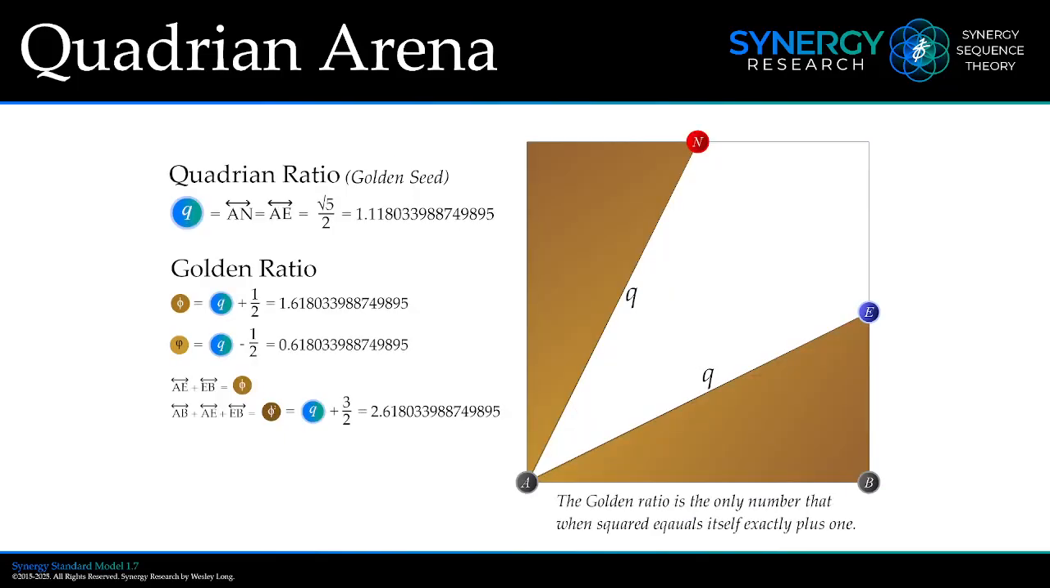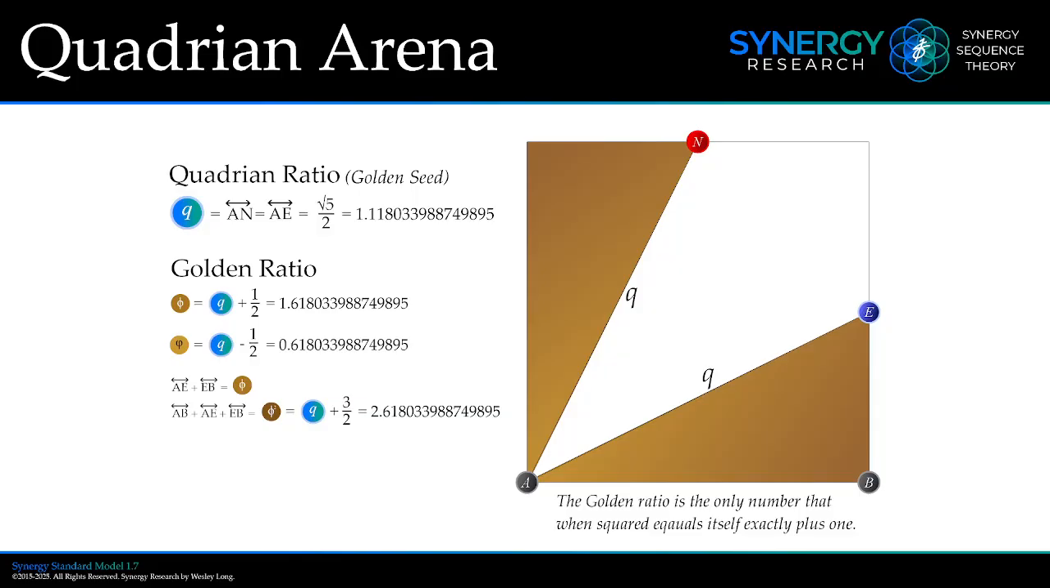Now we zoom in on the heartbeat of the Quadrian Arena, the Quadrian ratio, called here the golden seed. This ratio, denoted by Q, is what initiates the unfolding of the rest of the system. You'll notice that the value of Q is derived directly from geometry, specifically from dividing the square root of 5 by 2. This gives us approximately 1.118. That's not just a number plucked from thin air. This comes from one of the most ancient constructions in mathematics, the golden triangle, the square's diagonal relations, and the root structures embedded in pentagonal geometry.